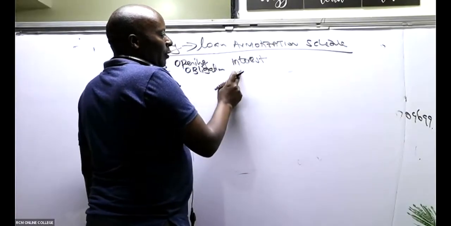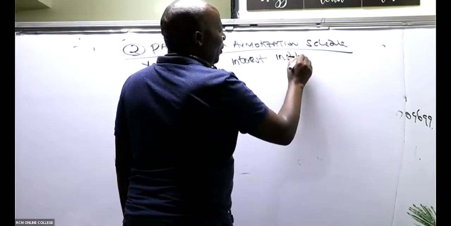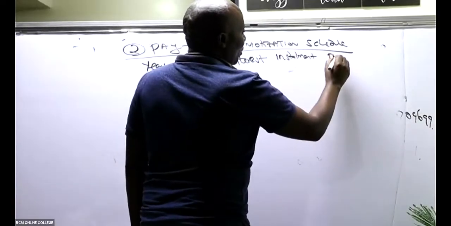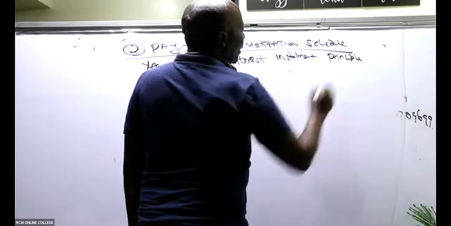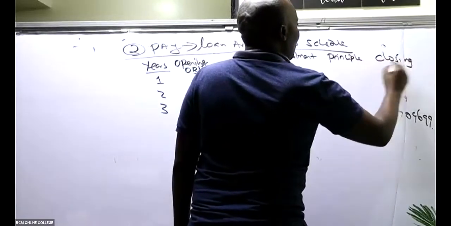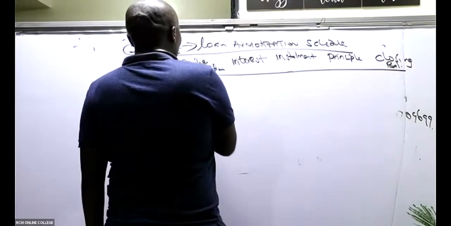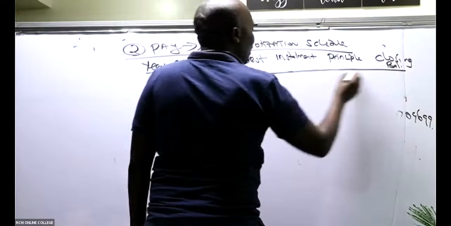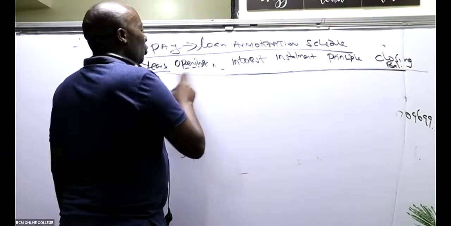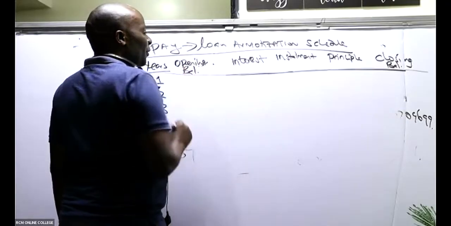All right. From there, of course, we shall be able to have our installment, and then we shall have our principal amount, and then lastly, what we call the closing balance. So even this one can be opening balance. To avoid confusion, let's write this as opening balance, like that.